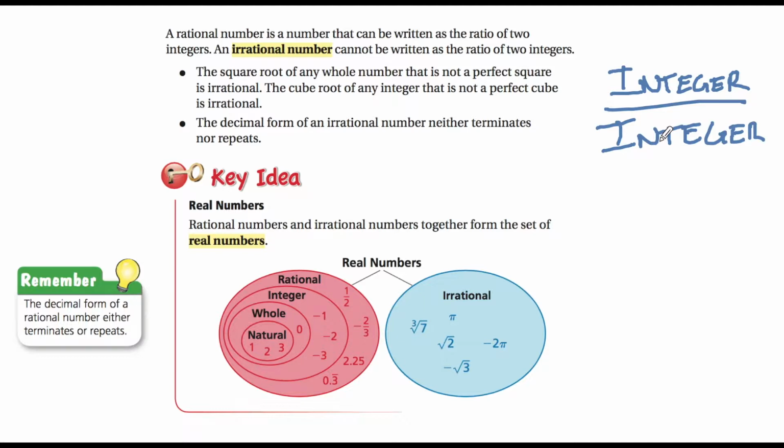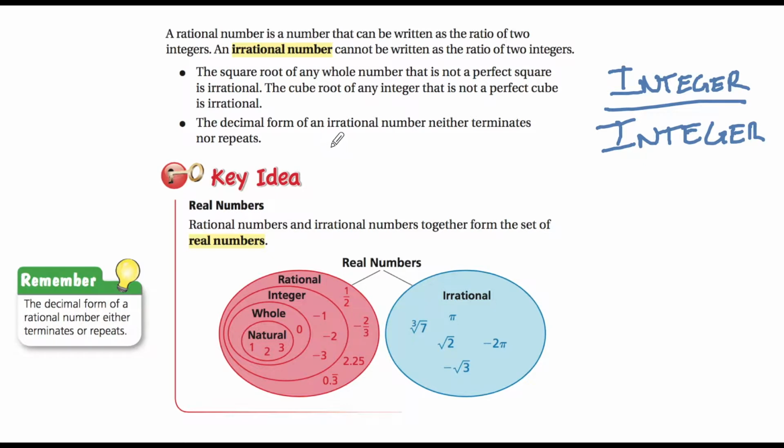So if you're trying to find the square root or the cube root of a number, and it's not one of our perfect squares or perfect cubes, then that's going to be an irrational number. The decimal form of an irrational number neither terminates nor repeats, which means it's one of those decimals that goes on and on and on forever.